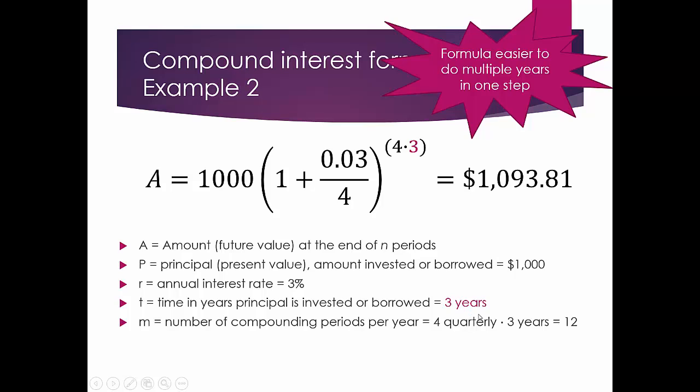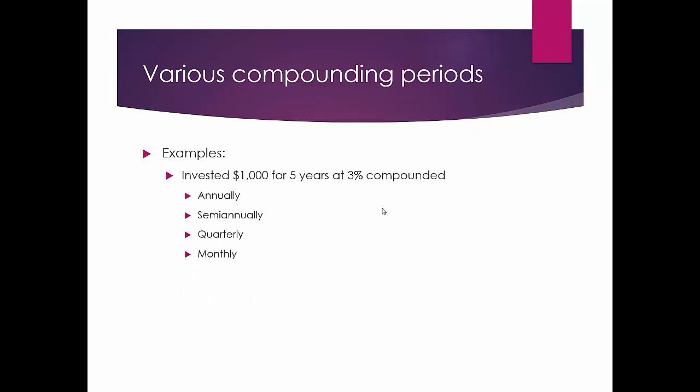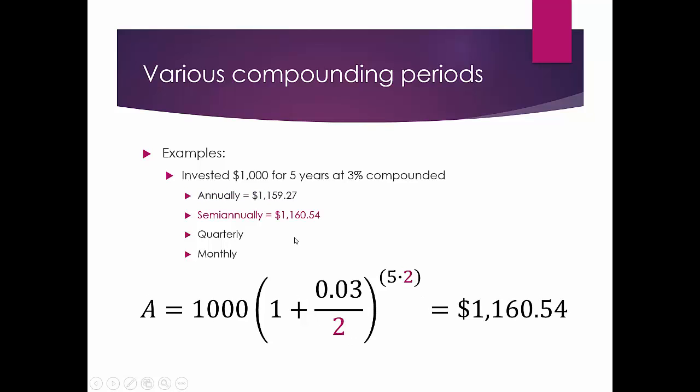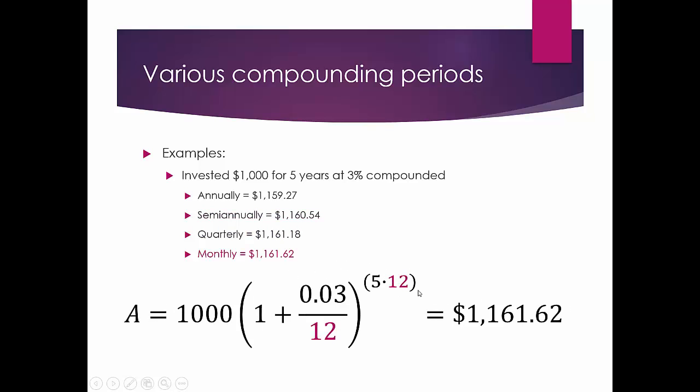Let's say I want to do 3 years. I don't have to continue to go through this in steps. I can see at the end of 3 years what I would have. All right, we can have various compounding periods just to see how to plug this into the formula. Annually, my M is 1. Semi-annually, 2, twice a year. Quarterly, 4. And monthly, 12.